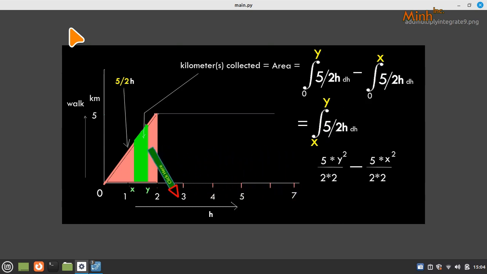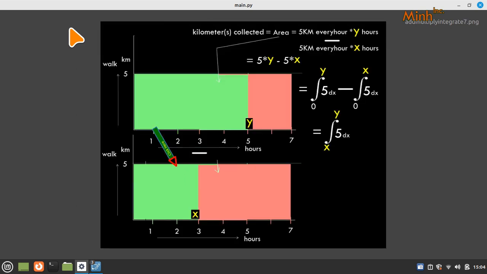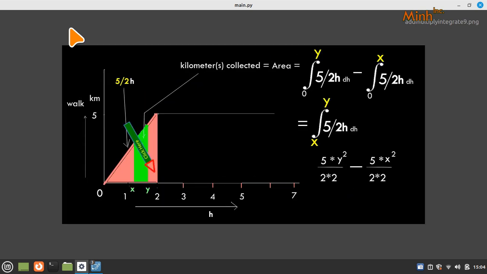Okay, now what is the area between any x and any y? As per the integration, the area between x and y, we have to subtract. That is the same thing we'll do. So this is the formula: area up to y minus area up to x, that will lead to the integral from x to y of f(h) dh.